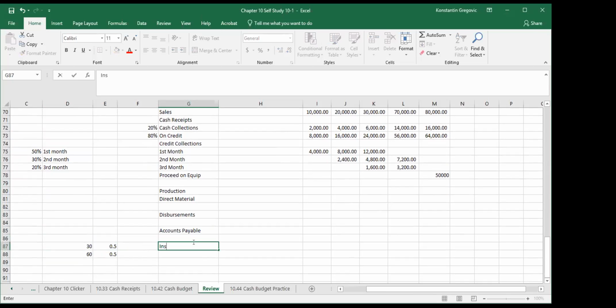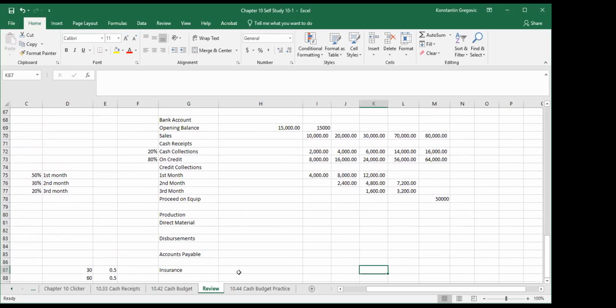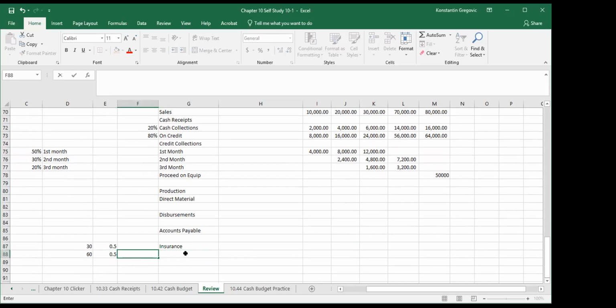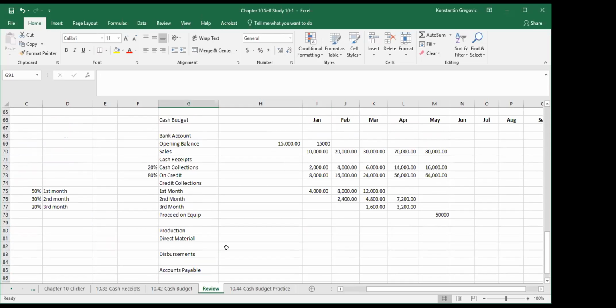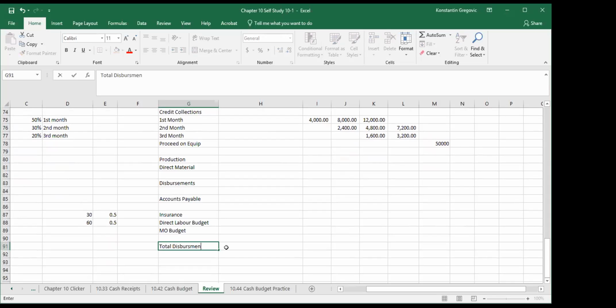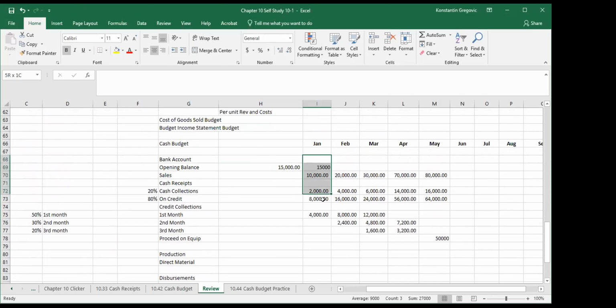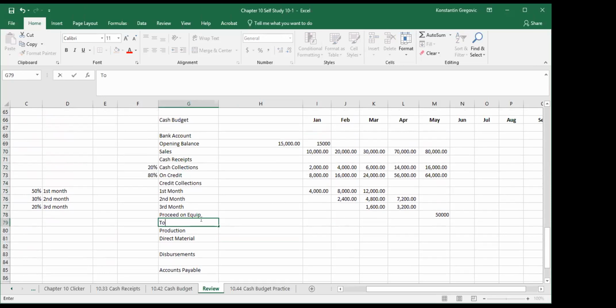What other disbursements are you going to have? Insurance. You may pay out insurance. I think the budget case has got insurance. Payroll, you may have payroll here. Labor expenses. Actually, this is where your direct labor budget's going to go. And then your MOH budget, manufacturing overhead budget's going to go here as well. And then you're going to have total disbursements. And what's the net of that? So you're going to total all your receipts. So you're going to have total receipts here.